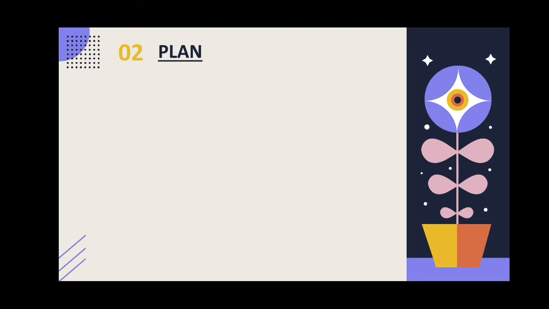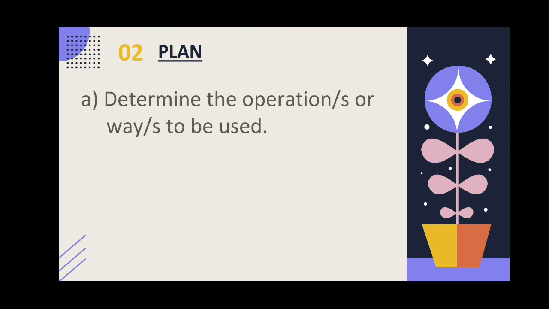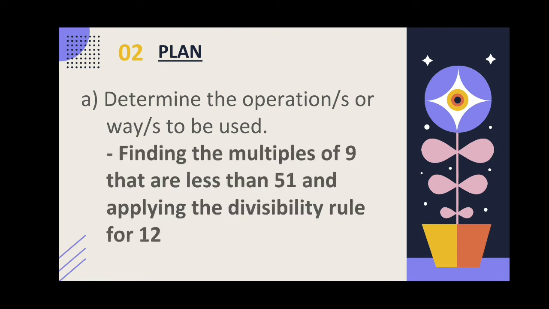Step 2, plan. Determine the operation or operations or ways to be used. So ano nga ba ang dapat natin gawin para masagutan natin yung ating given problem? We need to find the multiples of 9 that are less than 51, and we should also apply the divisibility rule for 12. Kasi doon sa given facts natin, yung age ni Tony ay multiple na ng 9, and then it is also divisible by 12, and he is less than 51 years old. So, dapat yun yung gagawin natin para masagutan yung ating given problem.